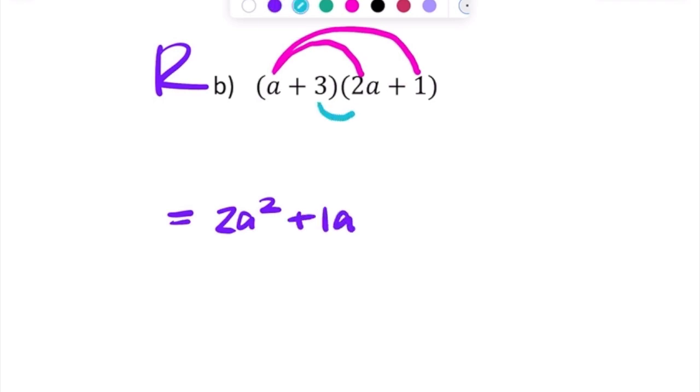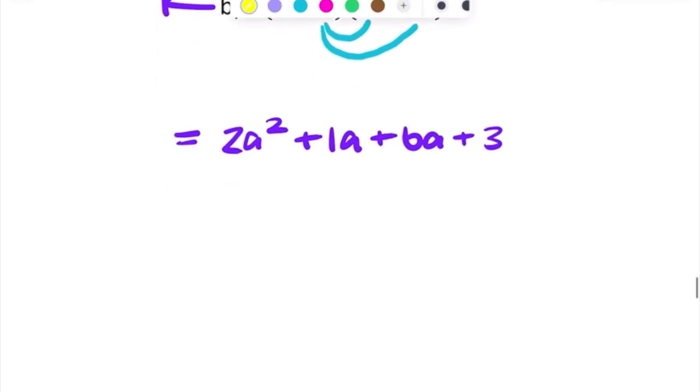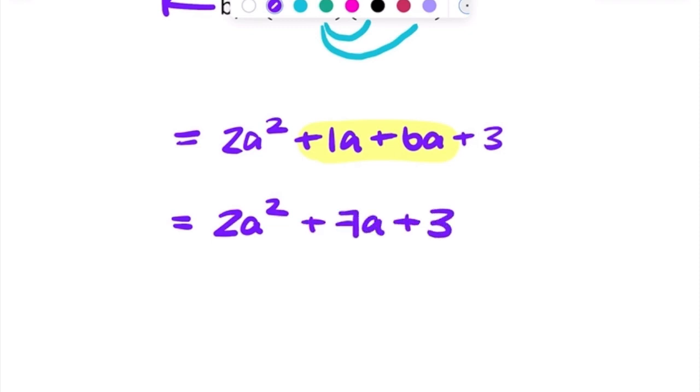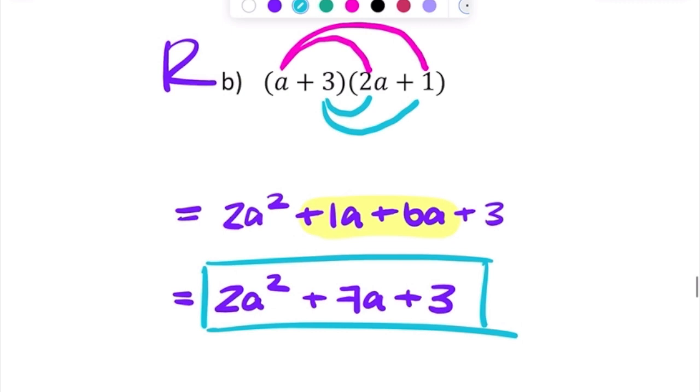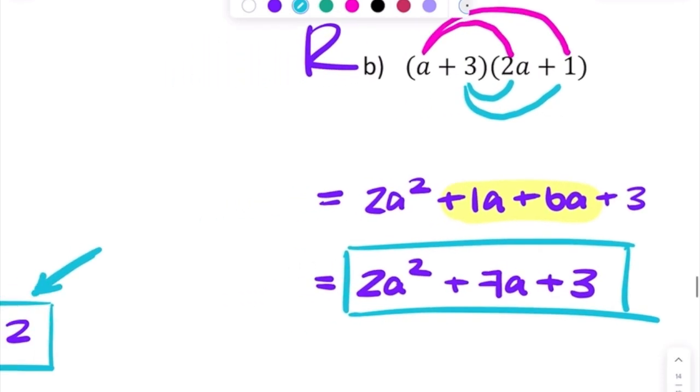Of course, that 3 also wants to be distributed, so that 3 going to the 2A gives me 6A. And the 3 going to the 1 gives me 3. I will collect any like terms that I have, which happen to be in the middle there. Standard form tells me 2A squared goes first, 7A goes second, and plus 3 goes last. Again, like I said, pause the video if you want to take a look and copy things down or you need to have a moment. But I'm going to keep on moving on.